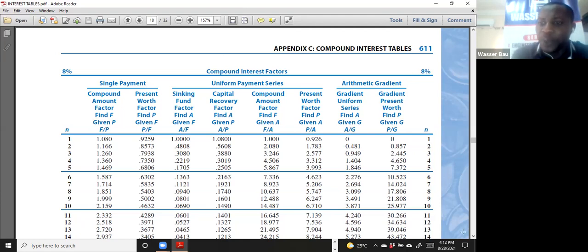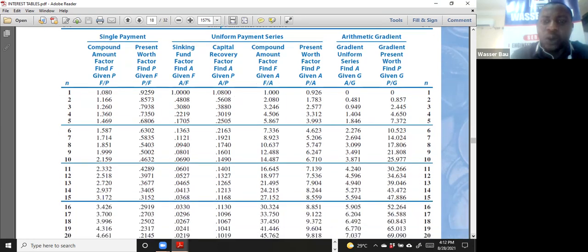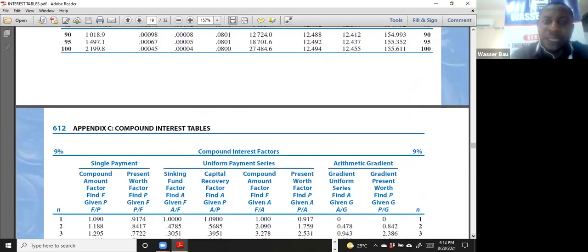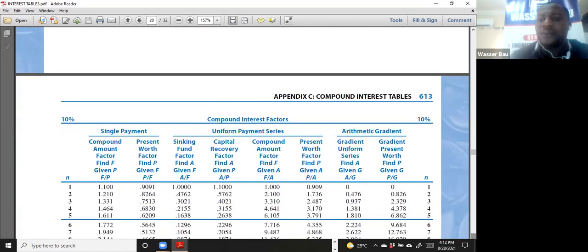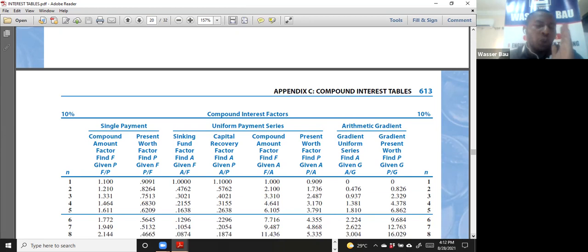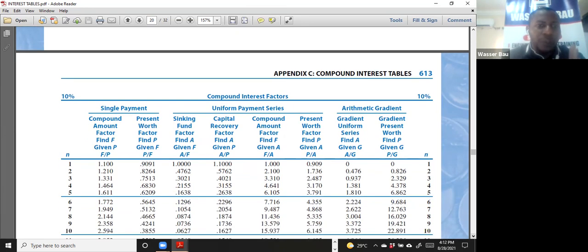If the job is 10%, then I'll go down and look for the particular table for 10%. This is 9. This is 10. So that's how to choose which particular sheets. They are calibrated based on the interest rates. Then on the column, the first column is the number of years, N. Number of years or number of repayment periods.